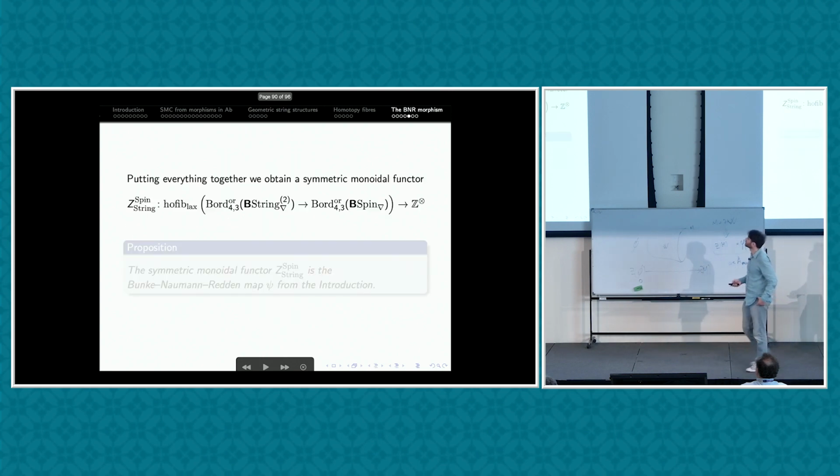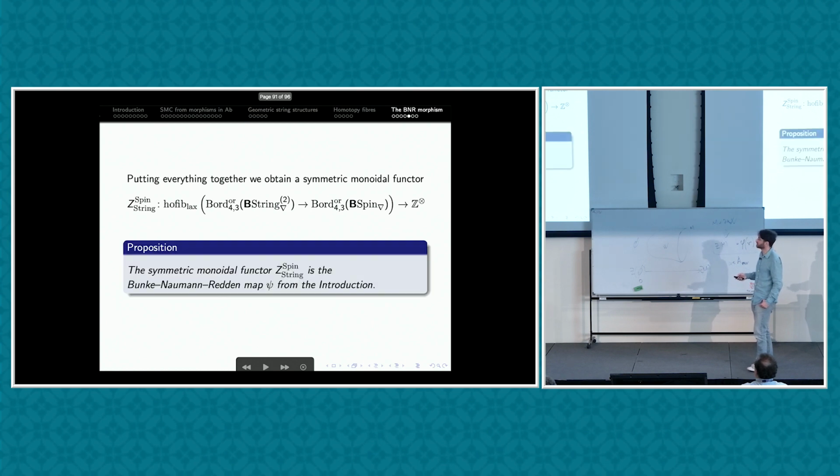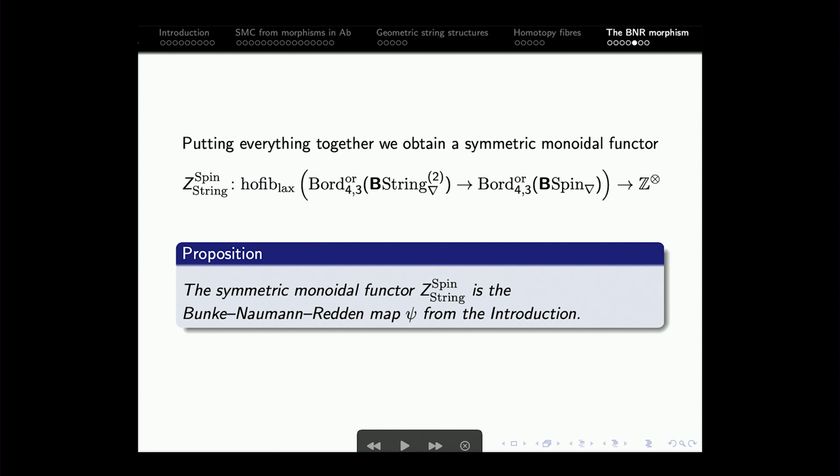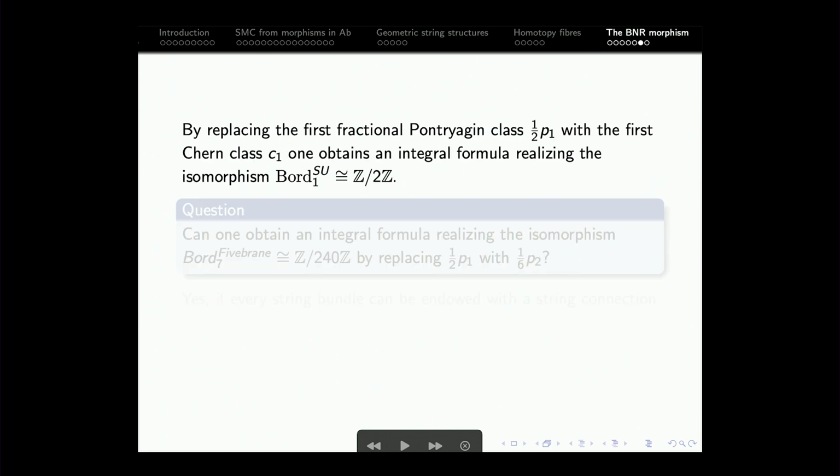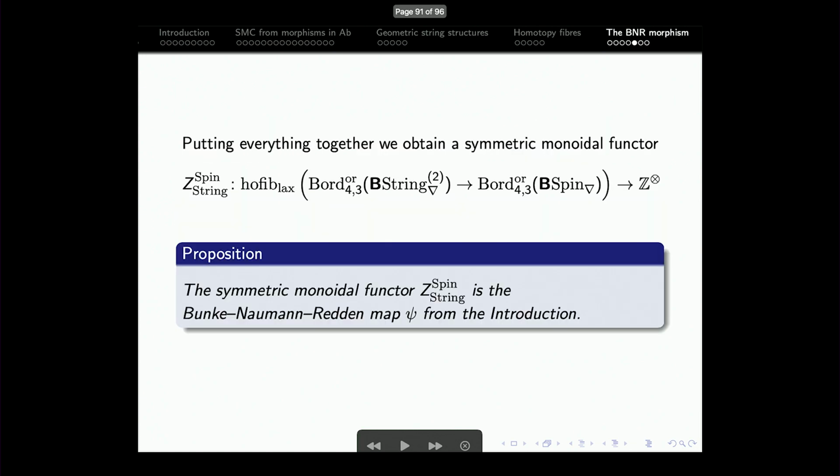Okay, so we put everything together. We have a canonical morphism from the homotopy fiber of this to the integers. And the claim is that this canonical morphism is just the morphism from the introduction. And why is this true? Well, let us see what an object here is. So, wait, no, I have to draw it.